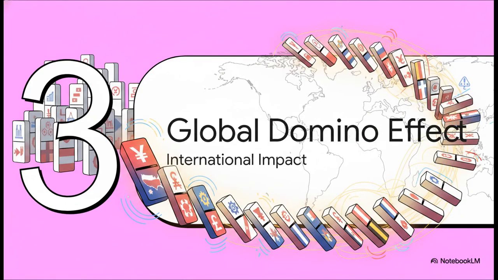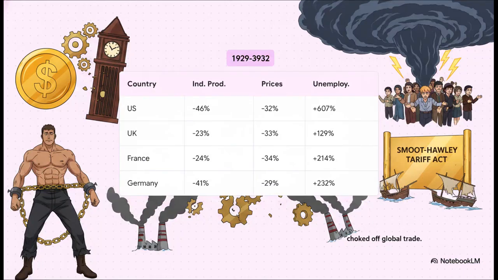Moving right along to part 3, the global domino effect. Now, this absolutely wasn't just an American tragedy. The severe international impact is obvious across the board between 1929 and 1932. Look at Germany, for example. Industrial production down 41% and unemployment up a staggering 232%.